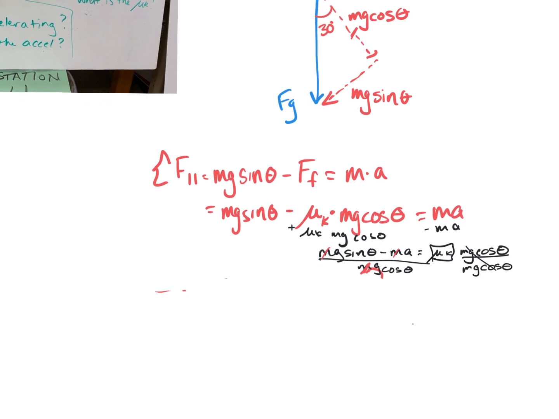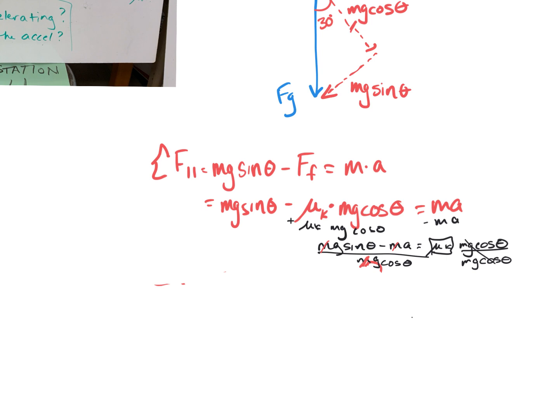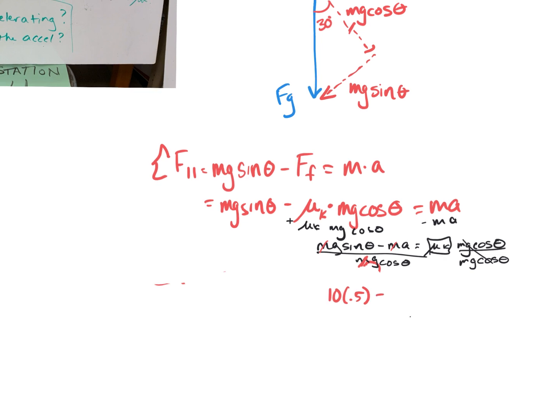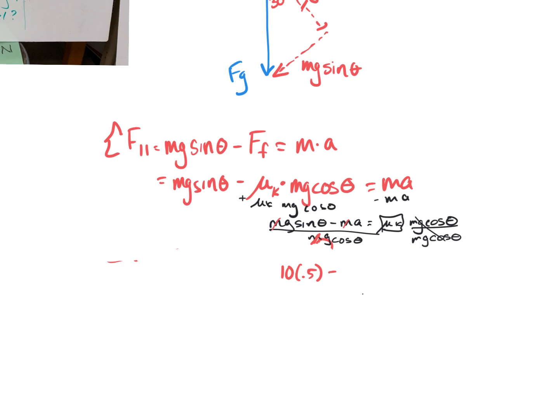And now, finishing that out, I'd have g times the sine of the angle, which I picked 30 to make that math a little bit easier. So that's 10 times the sine of 30, or 0.5, minus the acceleration in the problem, which was 4. And that was all divided by g times the cosine, or 10 times the cosine of 30.